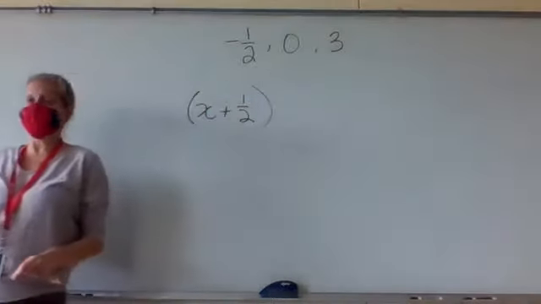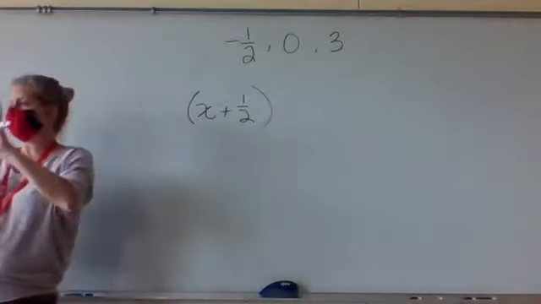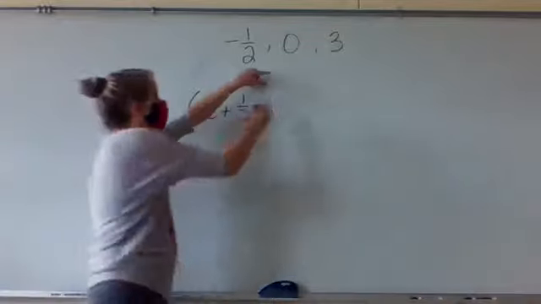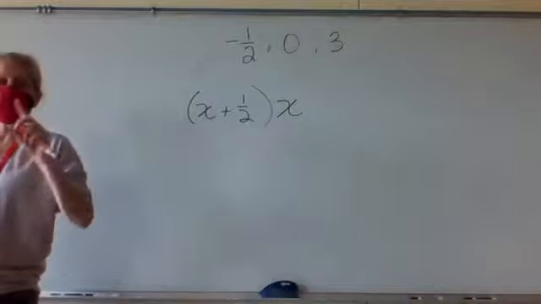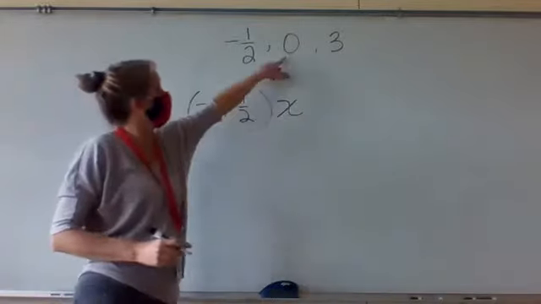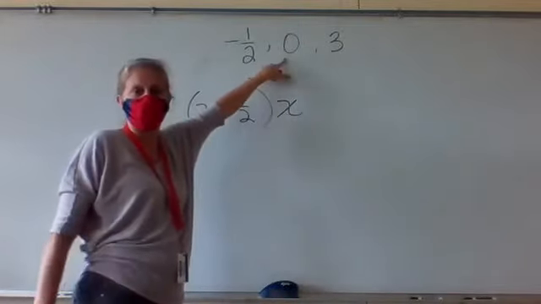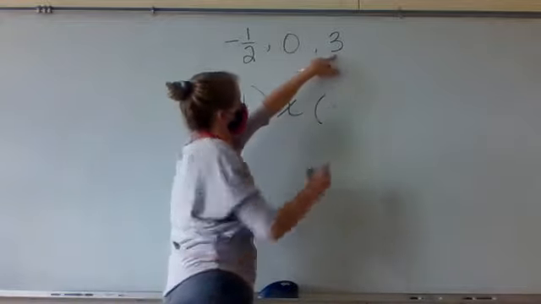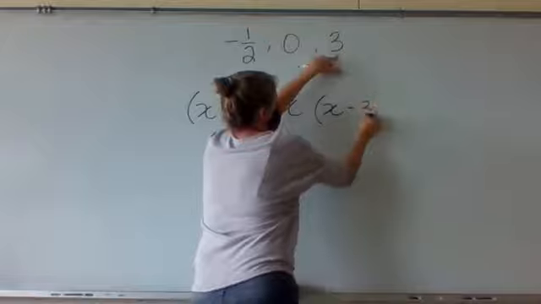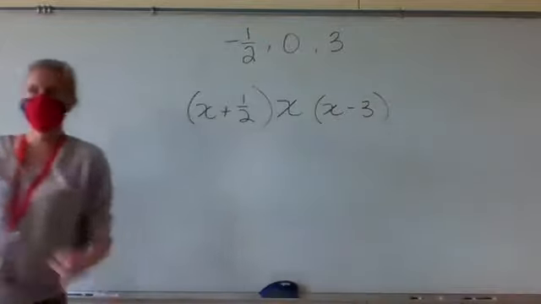This one is 0. What factor did that come from? How do you get your 0 to just be a 0? Well, you would just have the x, right? That's where we would get the 0 when we have x equals 0. And what does this last one come from? X minus 3.